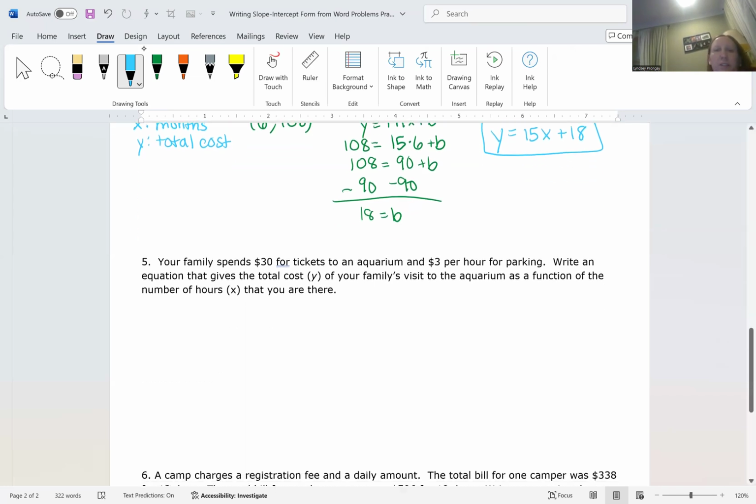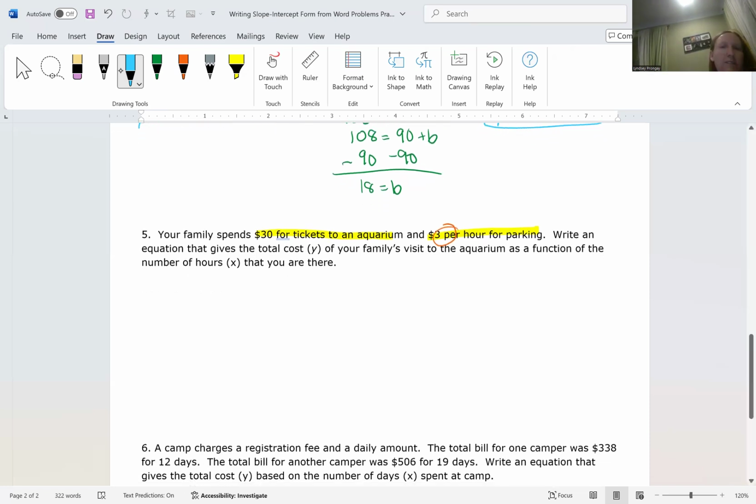Your family spends $30 for tickets to an aquarium and $3 per hour for parking. I see that per there. Write an equation that gives the total cost y of your family's visit to the aquarium as a function of the number of hours x that you are there. So x is hours spent at the aquarium. Y is the total cost.